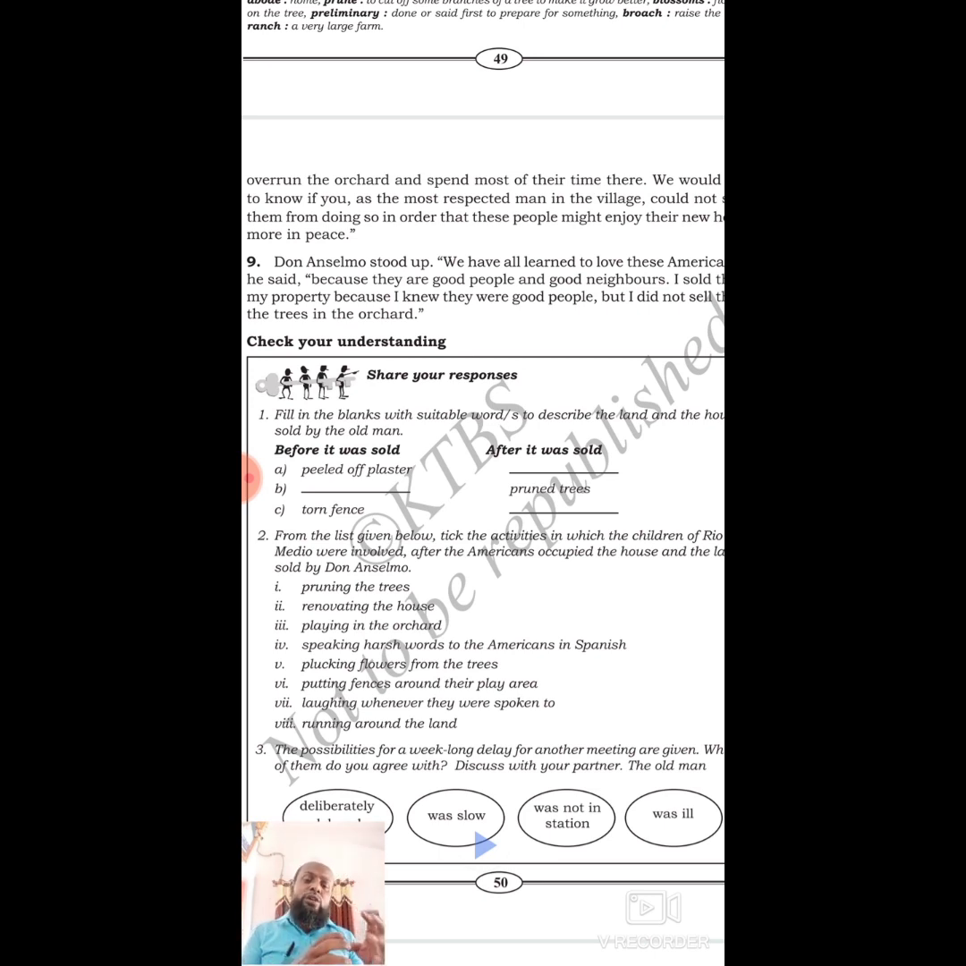Can you not stop those boys from playing in the orchard or the surroundings of the property you have sold them? Tell them not to come and play and run over the property and pluck the flowers also. They want to live in peace. Ninth paragraph.